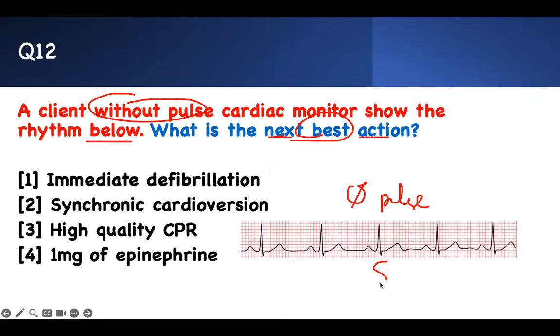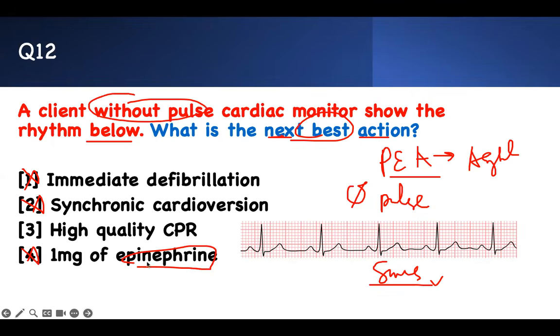It looks like a sinus rhythm, I have good electrical activity, but I have no pulse. This is what we call pulseless electrical activity, PEA. This is treated the same as asystole. Therefore, immediate defibrillation, no. Cardioversion, no. 1 milligram of epi, you will need it, but it's not the test-taking answer. The next best action is high-quality CPR, like you do for asystole.